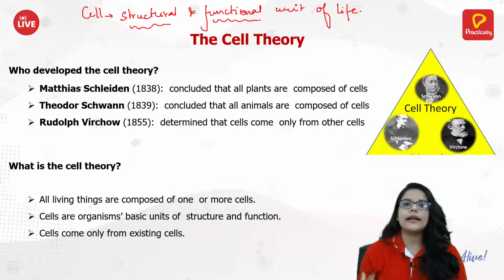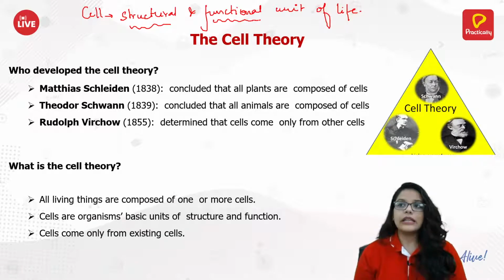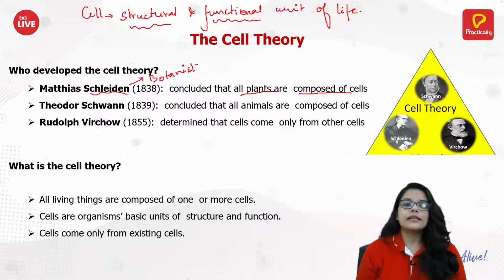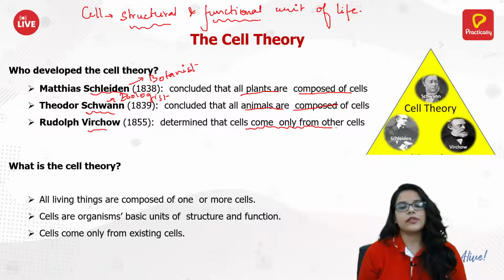Now a lot of people had a lot of opinions about the cell. Among those, there are three opinions which were conjoined together, and a version of cell theory was given. It started with a person called Matthias Schleiden, who was a botanist. In the year 1838, he concluded that all plants are composed of cells. Simultaneously, a zoologist called Theodor Schwann concluded that all animals are also composed of cells. Then there was another person called Rudolf Virchow. He said that cells come only from other cells.